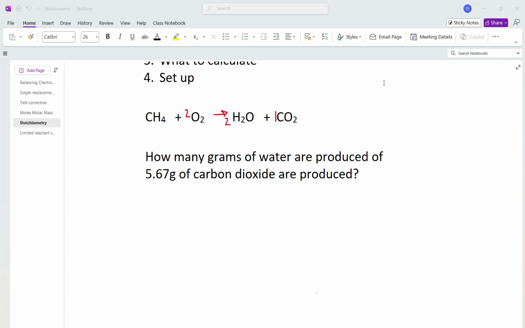gaseous liters going to gaseous liters. Sometimes we're going from gaseous liters to grams, all these combinations. But the most straightforward one, the one I always start with, is grams to grams.